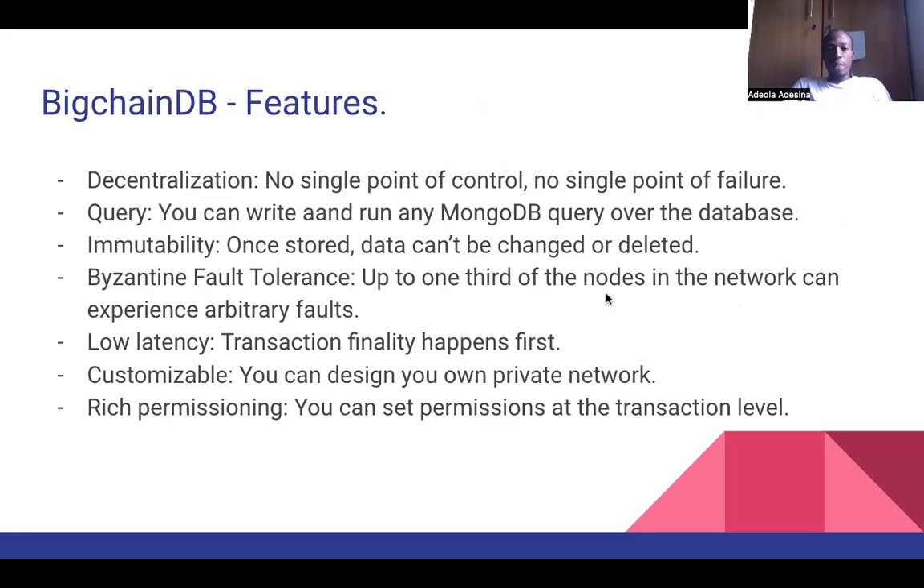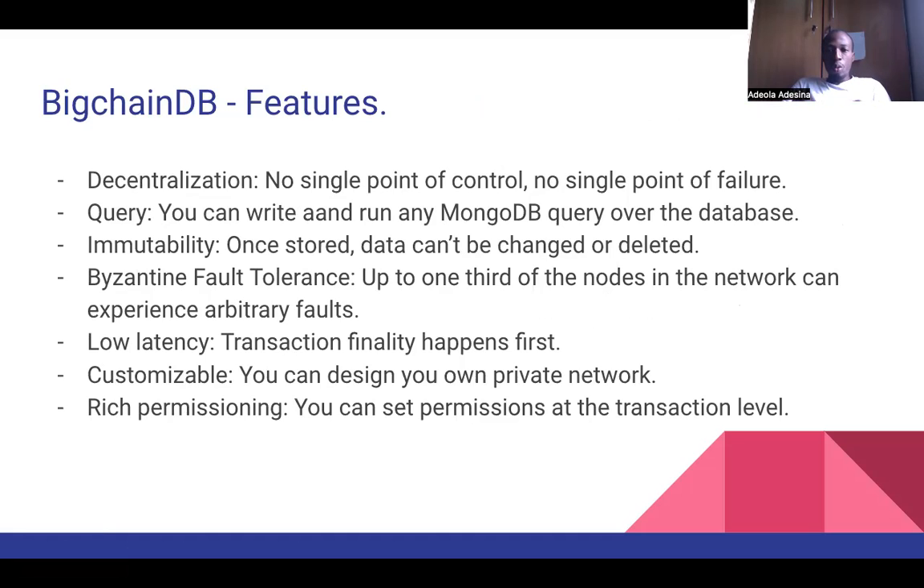So BigchainDB has certain features, right? So this is a blockchain, which is a database, right? So it has certain features. The first feature is decentralization. I need you to write down all of these features because you will also be tested on these features. So the first feature is decentralization.